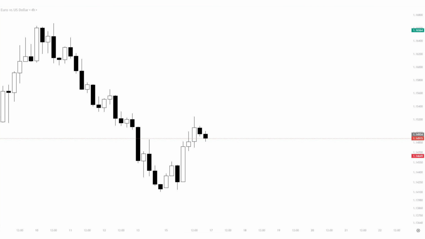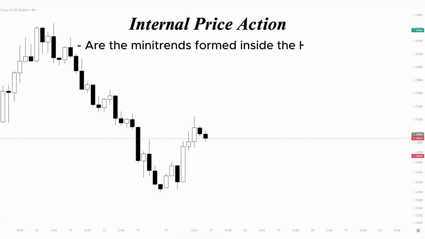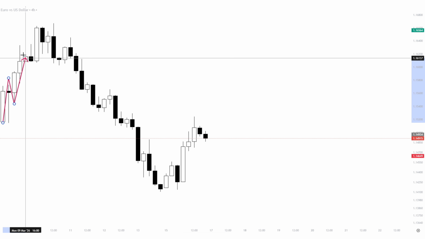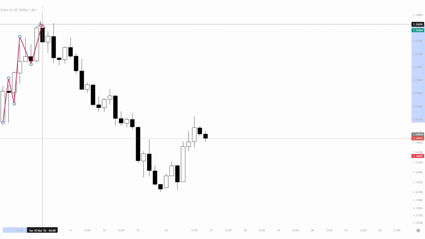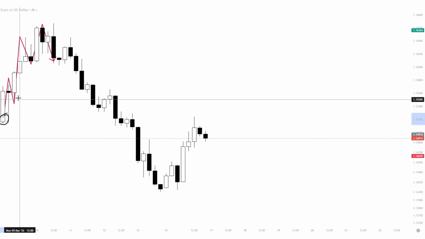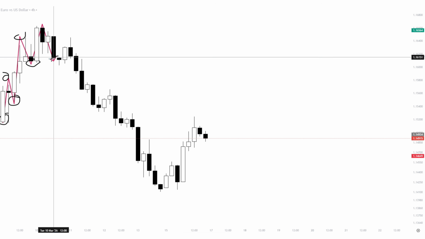Now on another market, and this time we learn about a concept that's called the internal price action. The internal price action are the mini trends or smaller trends that are formed inside the higher trend. For example, the straight up movement formed from a swing low into a swing high is made of an uptrend on the lower time frames. This lower time frame uptrend can also be seen on the higher time frame as well. If we look at the structural levels, we see how it's forming higher highs and higher lows.